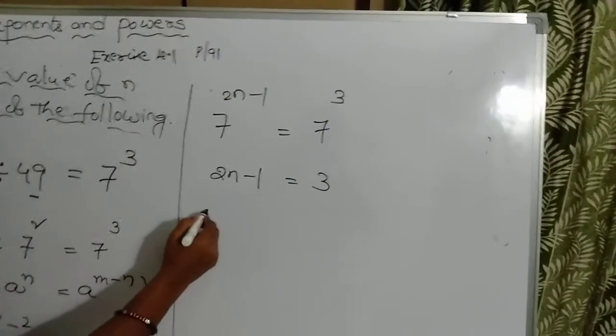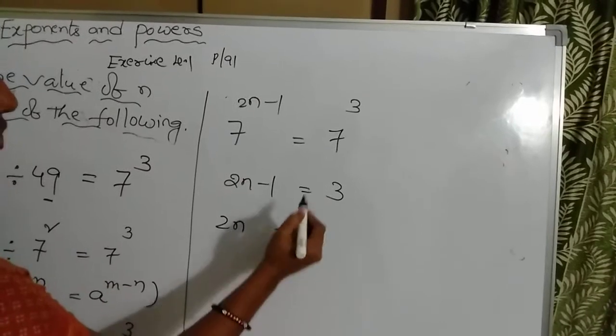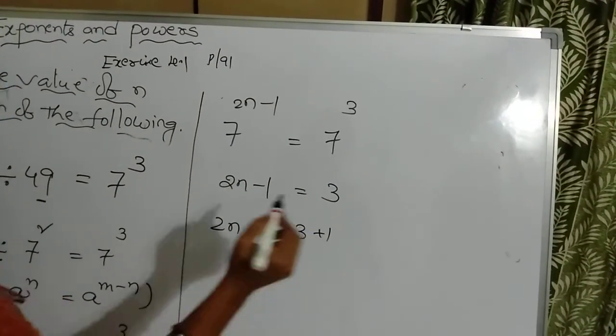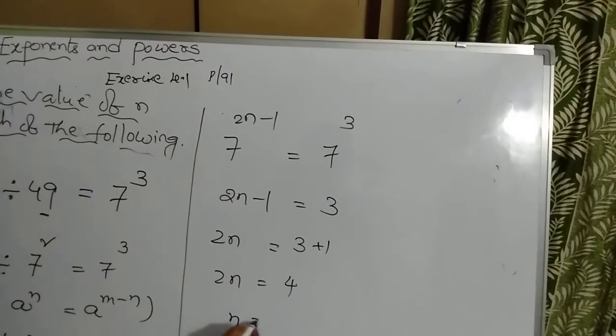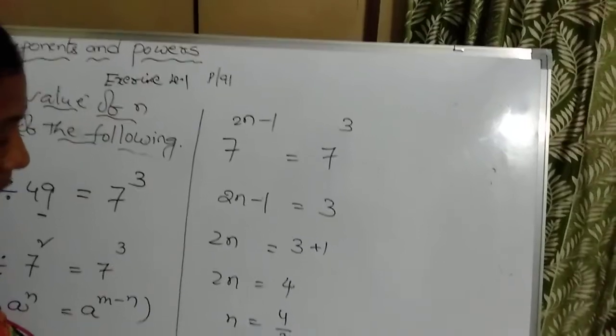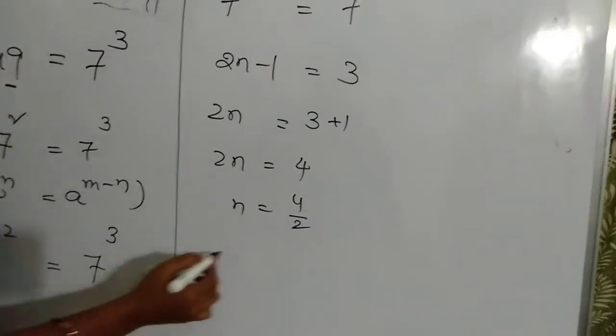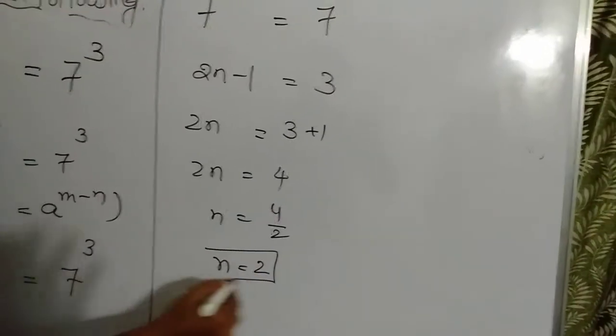By solving this equation, 2n is equal to, transposing minus 1 from LHS to RHS, it becomes plus 1. So 2n is equal to 3 plus 1, we get 4. Then n is equal to 4 divided by 2, since the multiplication by 2 is transposed to RHS and becomes divided by 2. Then n is equal to 2. So this is the value of n.